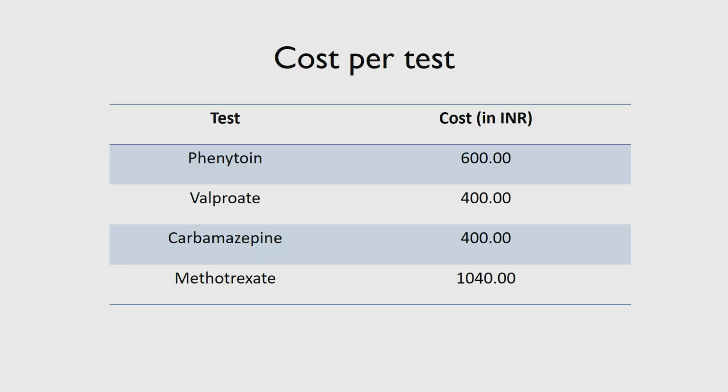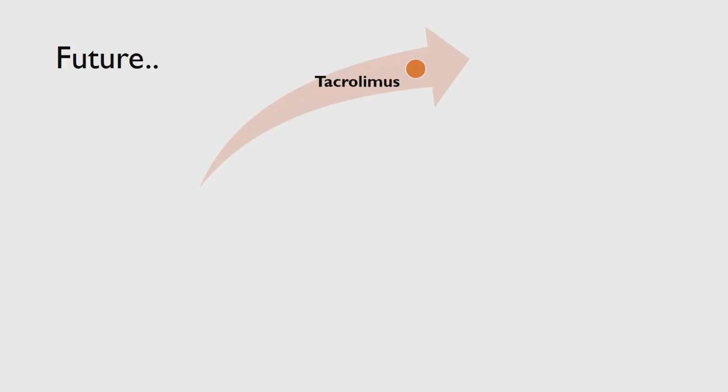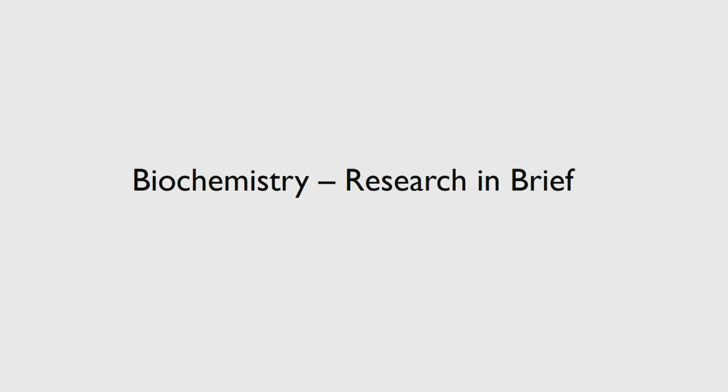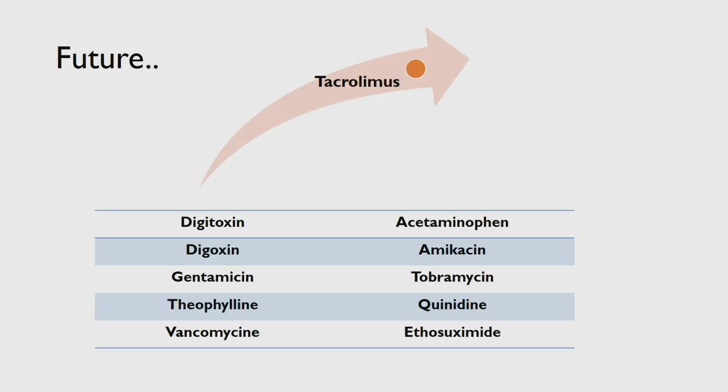Coming to the cost: the cost to the patient for phenytoin is 600 rupees, for valproate and carbamazepine it is 400 rupees, and for methotrexate it is 1040. In future we are going to launch tacrolimus as the next drug candidate for TDM. Apart from this, on the platform that is available with us, we have the ability to perform all these drugs, but it depends upon the clinical need and the clinical demand.